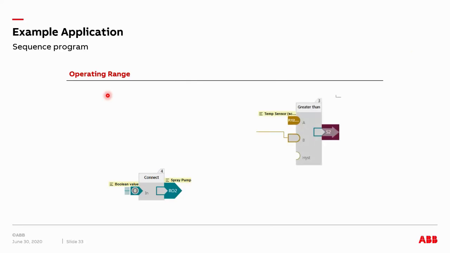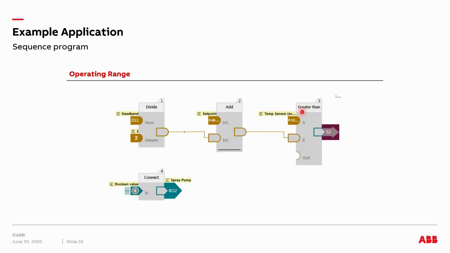Next thing is we look, how do we want to end up in stage 2? So I want to make sure that the temperature sensor is greater than, if we recall, half of a number. So in this case, it was the deadband divided by 2. I'm going to add that to my set point and then compare that to my temperature sensor. Ultimately, if my temperature sensor is greater than the set point plus half of the deadband, I'll end up in sequence 2 of my sequence program.